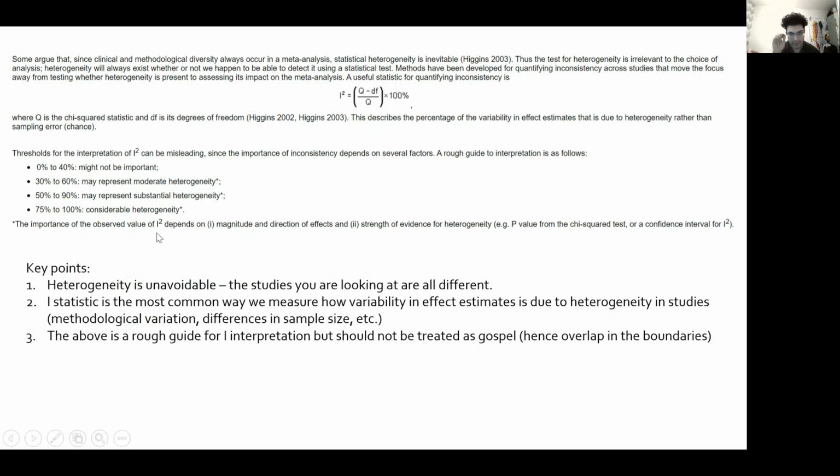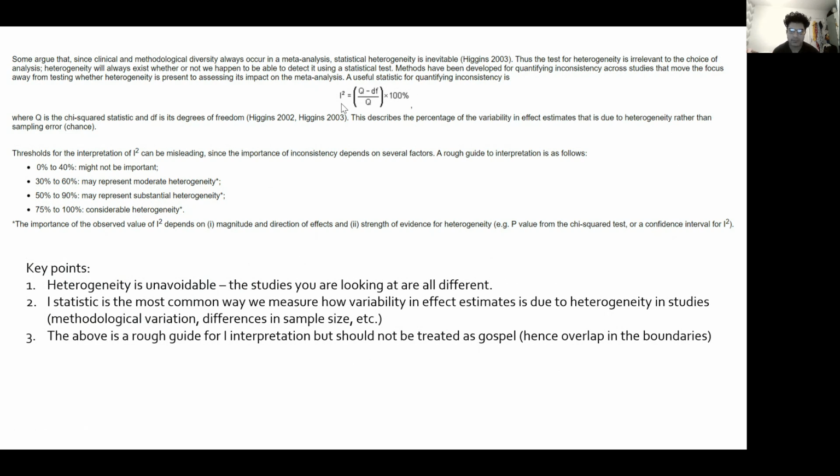This is from the Cochrane Handbook, and they've kind of just stated that, well, yeah, it's unavoidable because it's impossible to not have diversity within studies, because otherwise you just have the same data 10 times. But how you measure that is essentially just using the I-squared score.